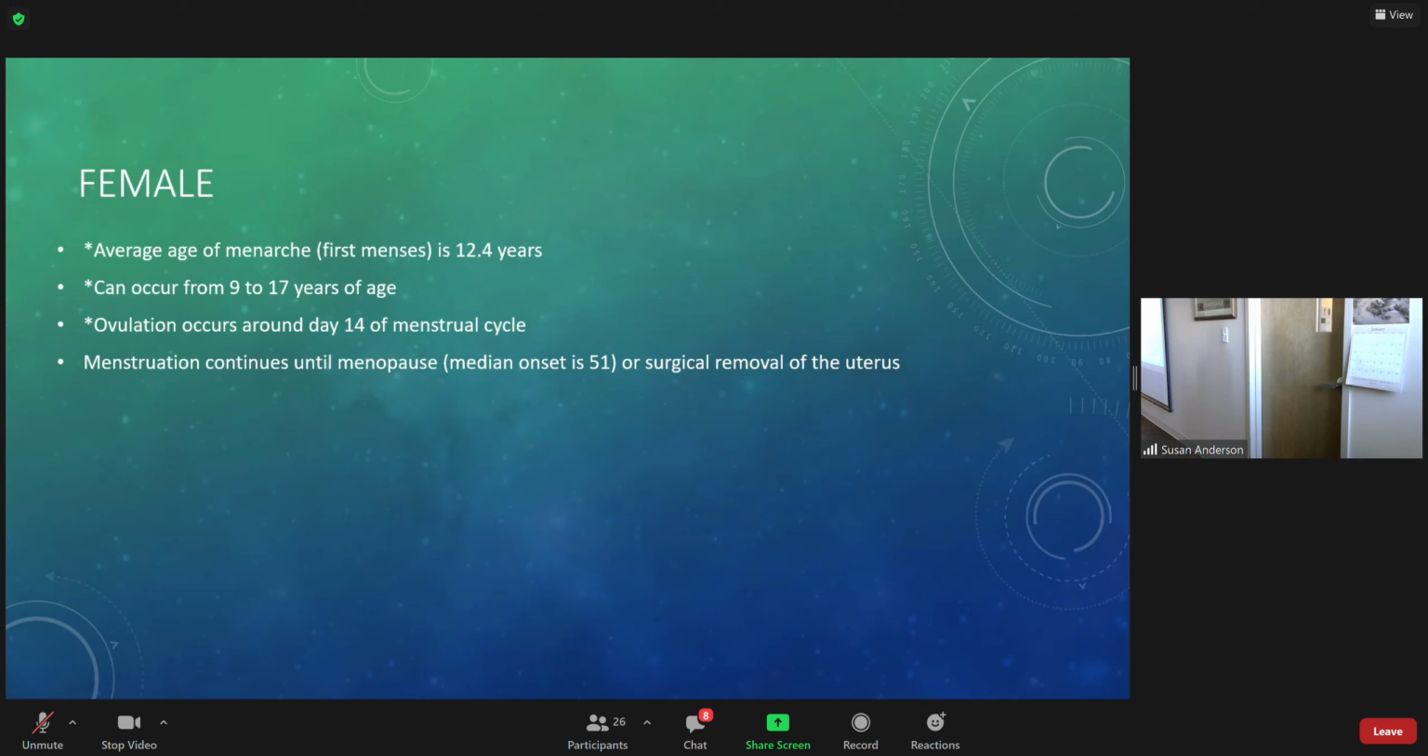Again, menstruation continues until menopause. What now has happened to the patient that's postmenopausal? Where does their estrogen level go, up or down?